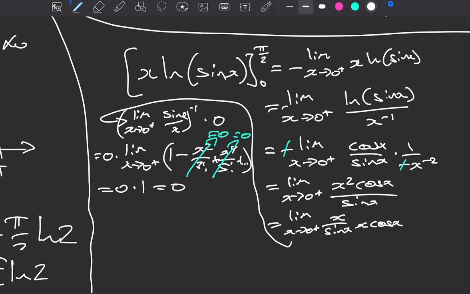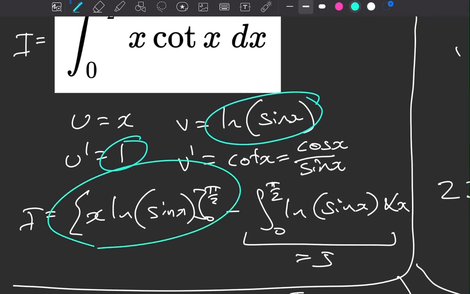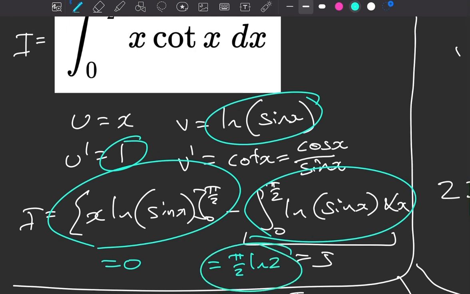So now then, if we go and look at our original integral, what we've shown is this whole thing is equal to 0, and this whole thing on the right is equal to pi on 2 times the natural log of 2. So that is our final answer.